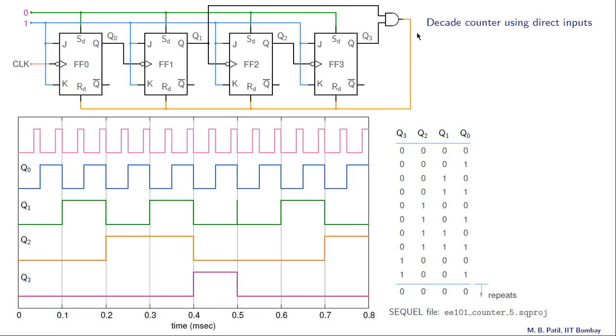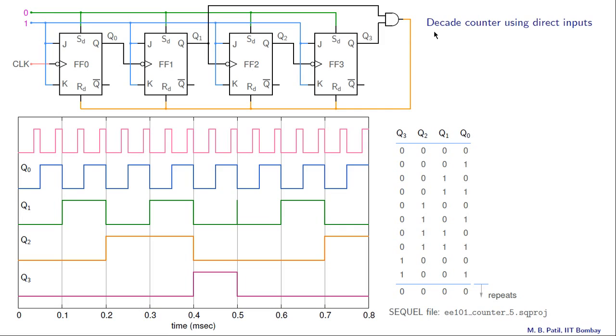So far we have considered counters in which the direct set and direct reset inputs were inactive. That means SD and RD in this figure were equal to 0, and therefore all the flip-flops operated normally without any interference from the direct inputs. It is possible to use these direct set and reset inputs to our advantage to make up counters with the desired sequence. And here is an example.